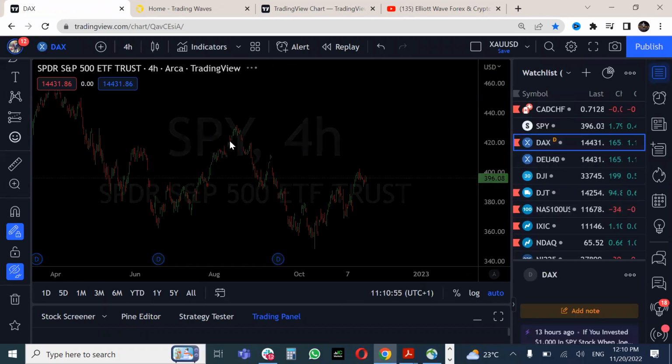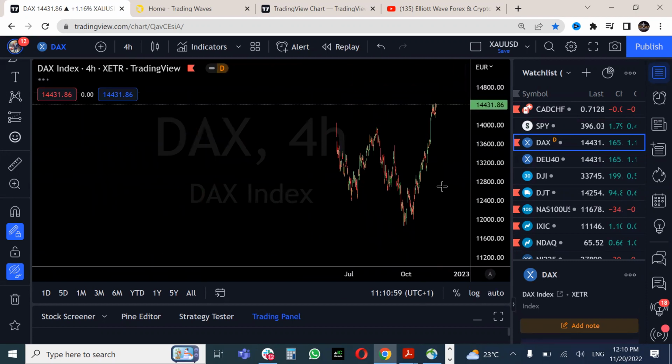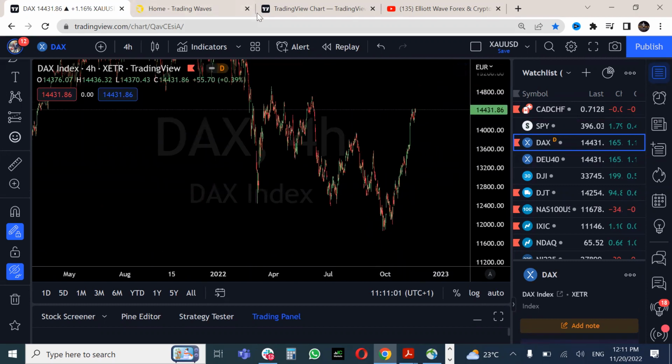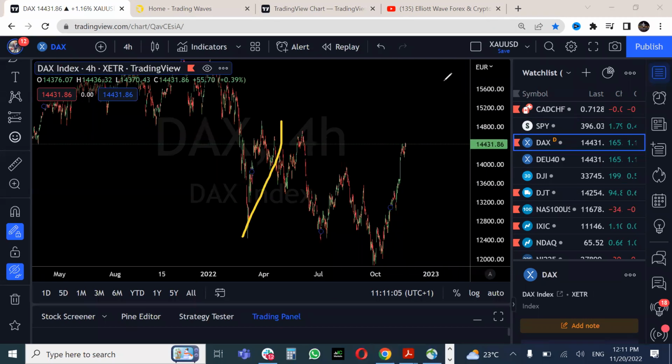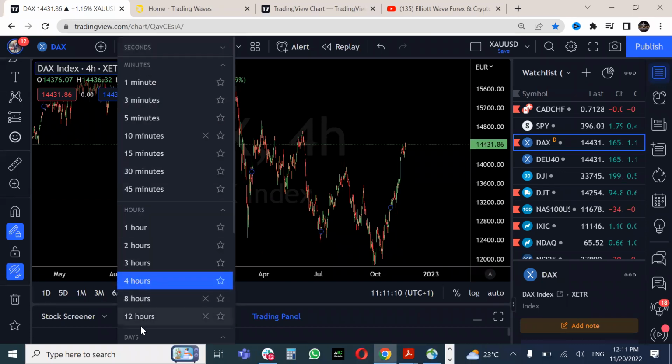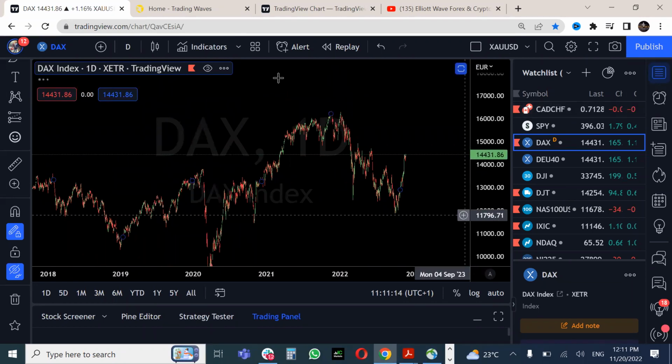DAX, we are expecting it to play out like this. We're expecting that structure to come and break here at the top. So we've got that. Let me put this on the daily because you can't see the structure on the 4-hour. It's at such a small time frame. Let's put it on the daily just so you can remember what we are looking at with the DAX.